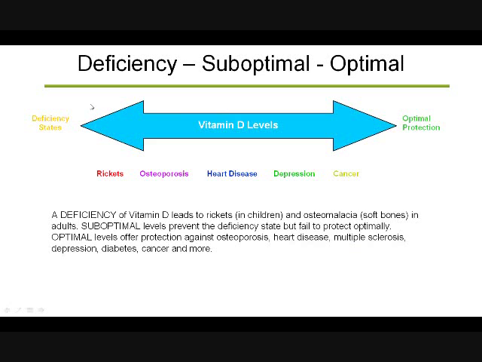Remember, this is kind of a visual of what we talked about. There's a deficiency state over here, and a little vitamin D will prevent rickets, but a little more will prevent osteoporosis, and a little more heart disease, and a little more will prevent depression, and optimal protection can prevent colon cancer and some other forms of cancer. So we want to get that vitamin D level up into the optimal range, which we know to be 50 to 80, not 30. And remember, under 10 is rickets.